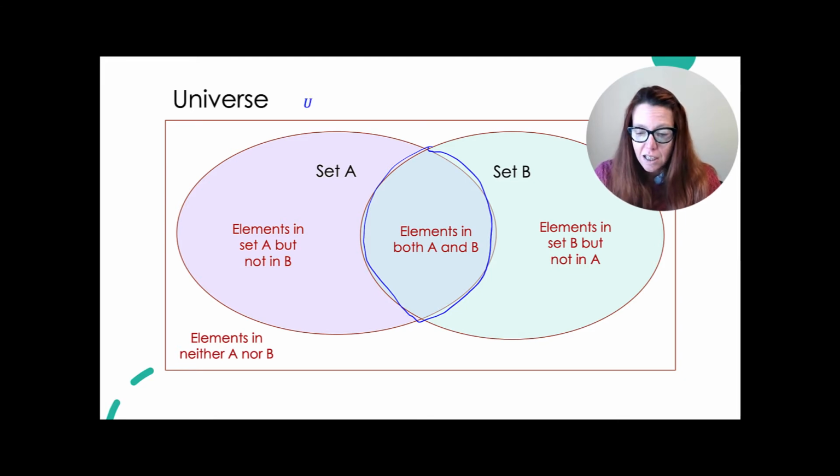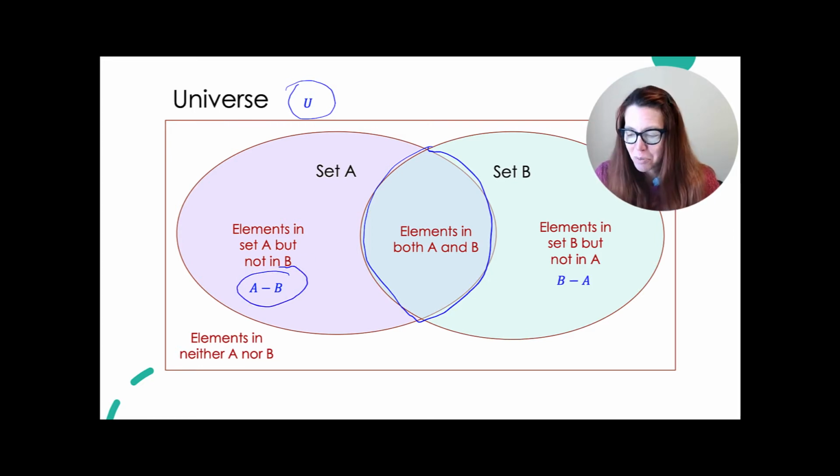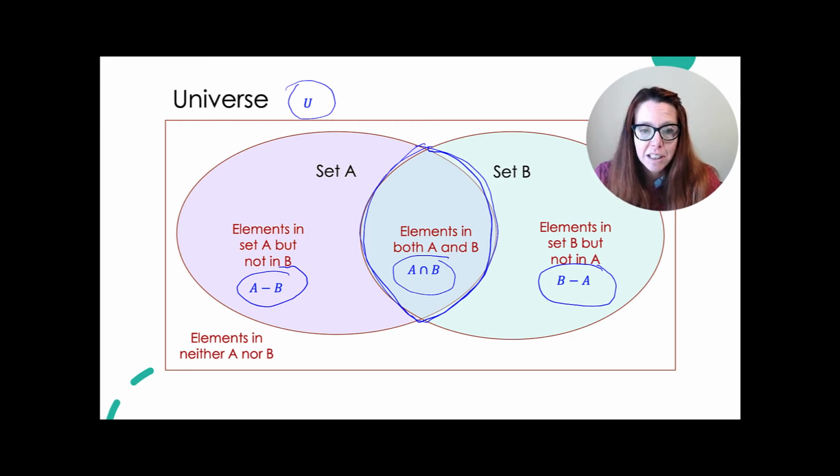So U we'll use to represent our universe. And the elements that are in A but not B, that's our A minus B. No surprise, everything in B that's not in A is denoted B minus A. And the elements that are in both A and B, so in that intersection point, the overlap between our two sets, is the intersection of A and B.